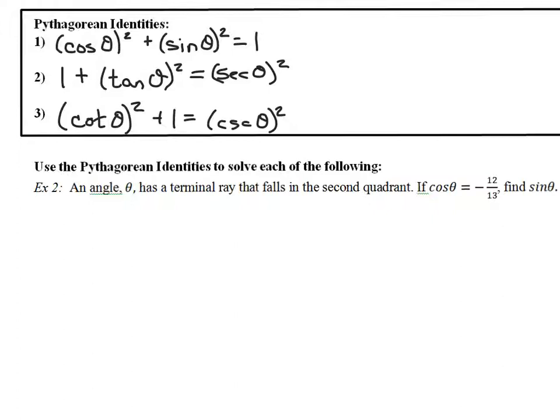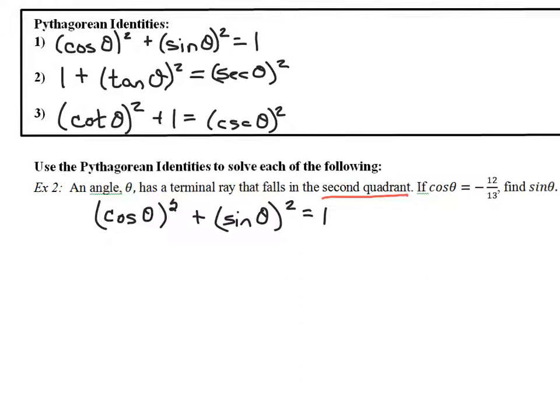In example number 2, it says we have an angle theta whose terminal ray falls in the second quadrant. The quadrant is, of course, going to tell us whether our answer is going to turn out positive or negative for that particular function. So in the first example, I've got that the cosine is equal to negative 12 over 13, and I want to find the sine. So that tells me to use the first Pythagorean identity. So I'm going to write down the identity that I am using. So cosine squared theta plus sine squared theta is equal to 1.